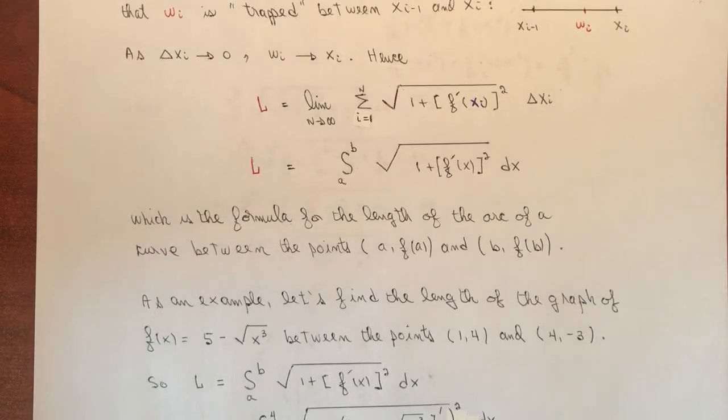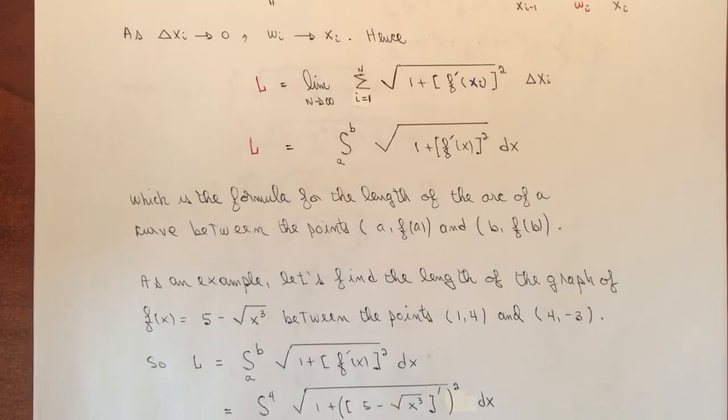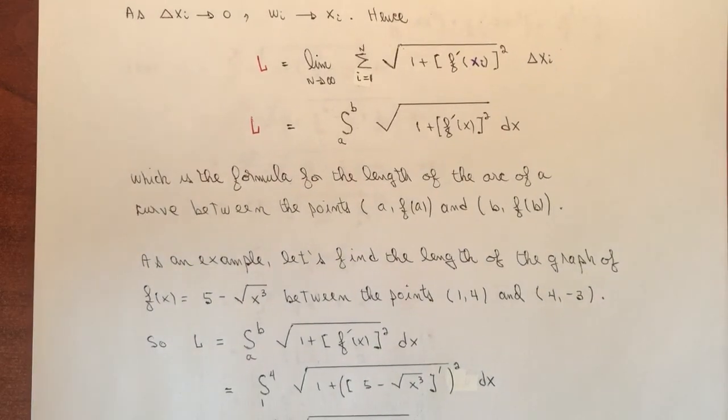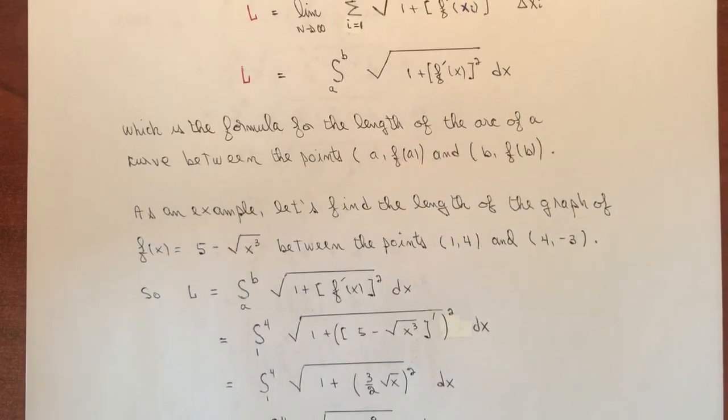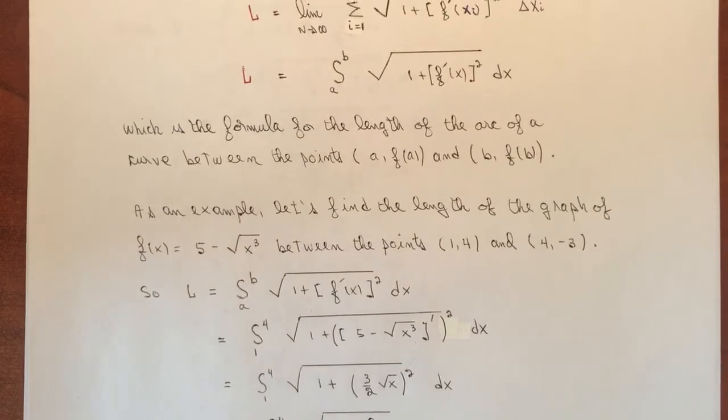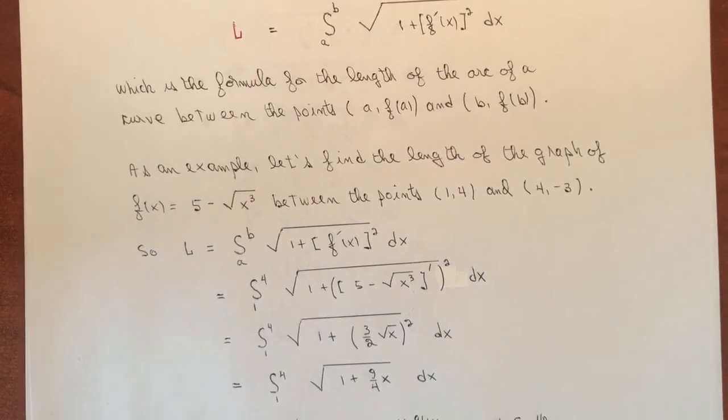So we're going to use our formula. The length of the curve is the integral from a to b of the root of 1 plus f prime squared dx. We're going to put in f of x, which is 5 minus the root of x cubed. We're going to differentiate x to the 3/2, and we're going to get 3/2 x to the 1/2. Squaring this, we actually get 1 plus 9 over 4 x in the square root, with the integral going from 1 to 4. So now we have to evaluate that integral.